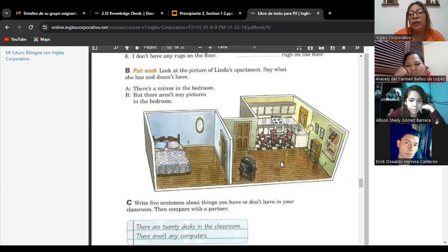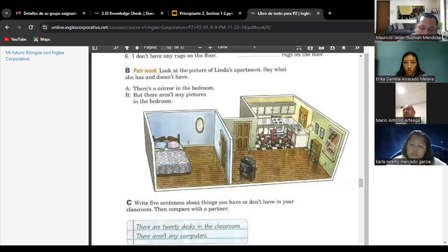Okay, Allison, another about the living room? There is a television in the living room. Okay, yes. Eric, another? There are two pictures in the living room. Or we could also say there are two pictures on the wall. Okay, yes.